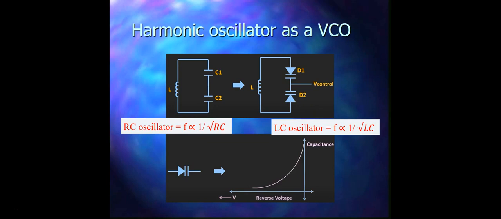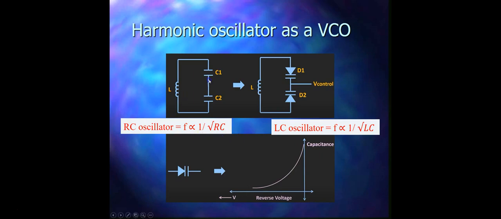As we change the applied reverse bias voltage across these diodes, the capacitance of the diode will also change, and by changing this reverse bias voltage, we can change the oscillator frequency. As you can see here, as the reverse voltage increases, the capacitance also changes. Now for any type of LC or RC oscillator, the frequency is proportional to 1 by the square root of RC in the case of an RC oscillator. In the case of an LC oscillator, the frequency is proportional to 1 by the square root of LC. So in both of these we see that the frequency is proportional to 1 by the square root of C.